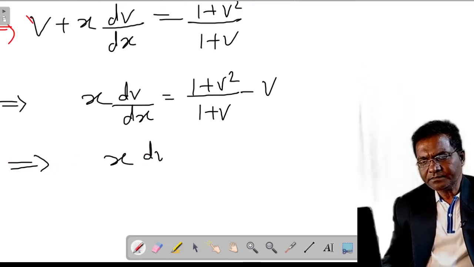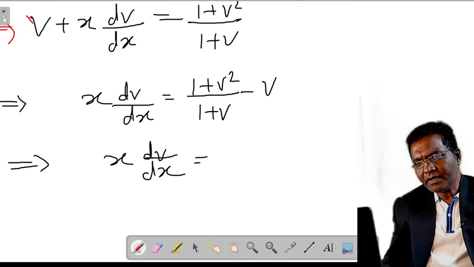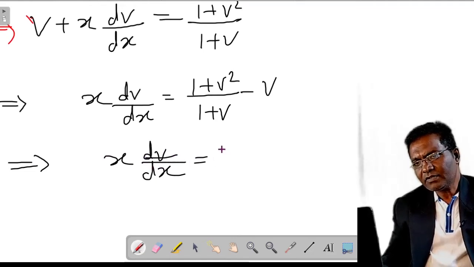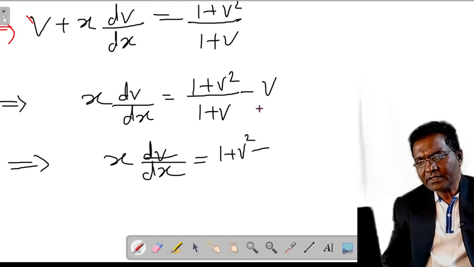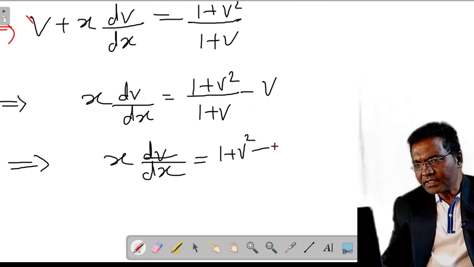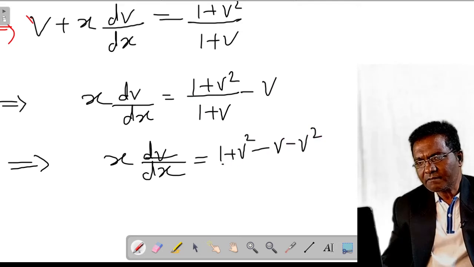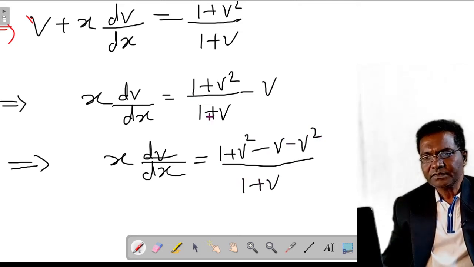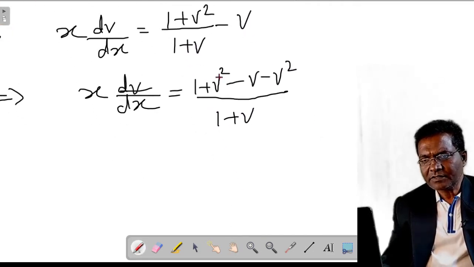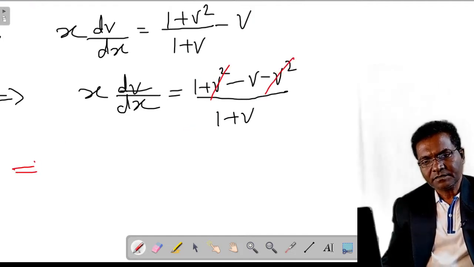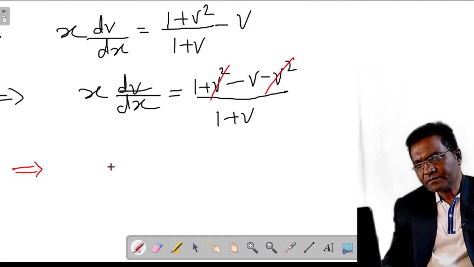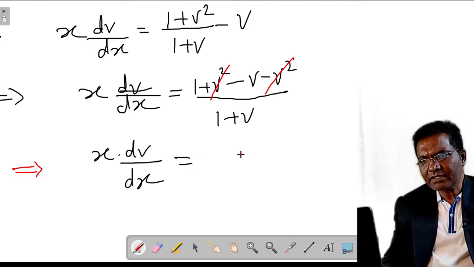So take the LCM. So x dv by dx equals 1 plus v square, okay, bring this v into 1 plus v, that is v minus v square by 1 plus v. Okay, multiplying this to this side, you'll get this. Let's look at this. v square cancels. So you will be left with x into dv by dx equals 1 minus v by 1 plus v.